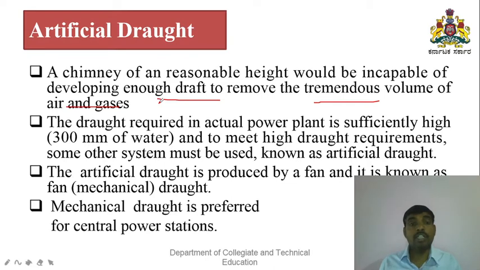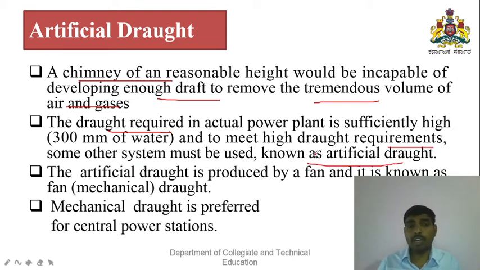The reason is the chimney in the boiler or power plant is incapable of developing enough draft. So for that reason, we have to go for artificial draft. The draft required in an actual power plant is sufficiently high, and to meet high draft requirements, some other system must be used, known as artificial draft.